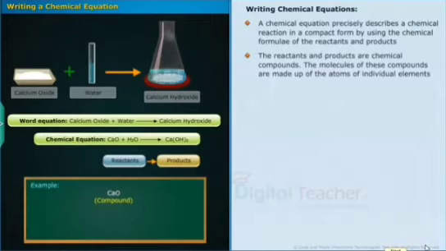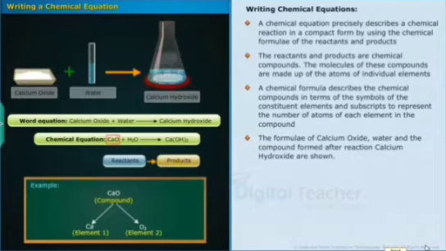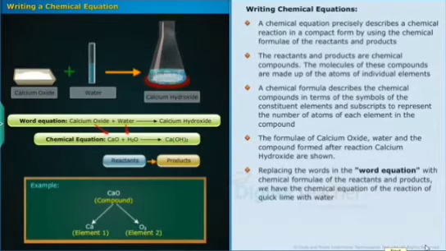The molecules of these compounds are made up of the atoms of individual elements. A chemical formula describes the chemical compounds in terms of the symbols of the constituent elements and subscripts to represent the number of atoms of each element in the compound. The formulae of calcium oxide, water, and the compound formed after reaction, calcium hydroxide, are shown. Replacing the words in the word equation with chemical formulae of the reactants and products, we have the chemical equation of the reaction of quicklime with water.